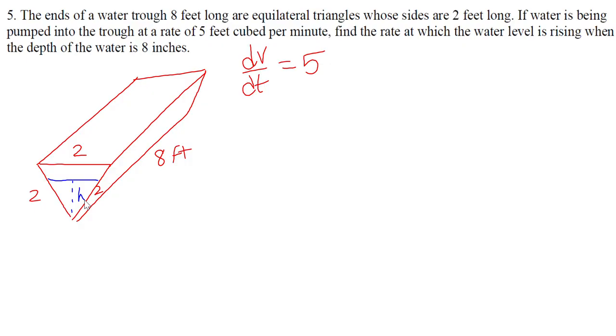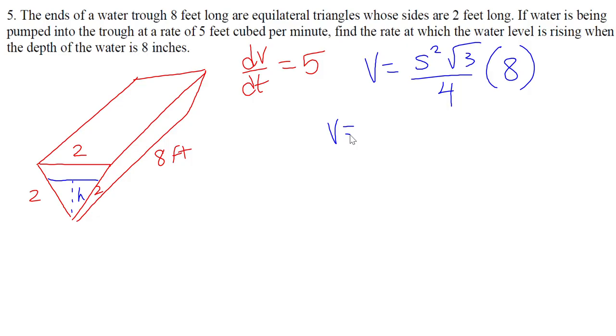So normally, what we would do here is use our formula for an equilateral triangle, because the area is s squared root 3 over 4, right? It's not volume, but the area of the equilateral triangle is that. And then we're going to multiply it by 8 for the length of the trough. So in other words, our volume is just equal to 2 s squared times root 3.